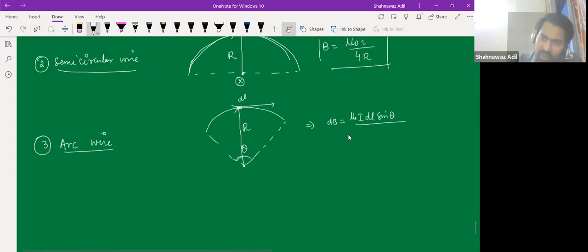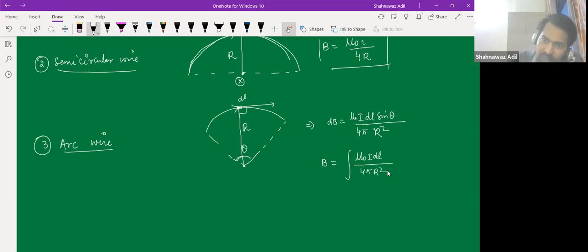So what is the Biot-Savart law? Mu naught I dl sine theta by 4 pi r squared. In our case, that is r, right? Sine theta is the angle between the dl and r vector. So this is 90, so this is 1. So the magnetic field is just the integration of mu naught I dl by 4 pi r squared.